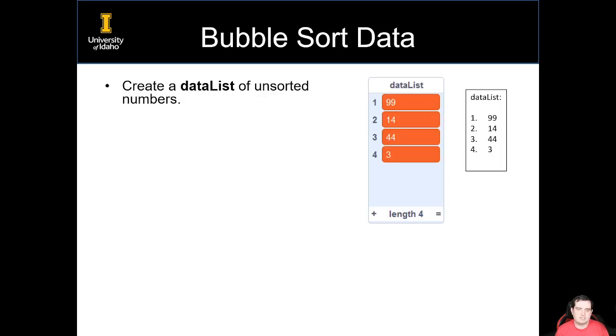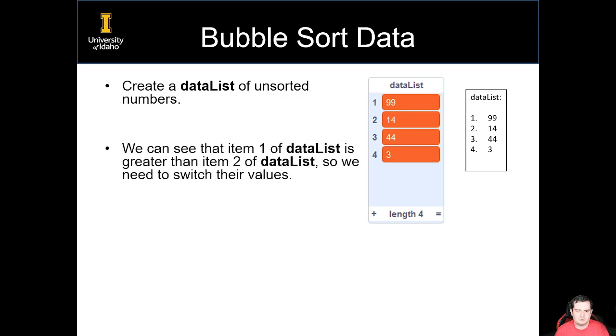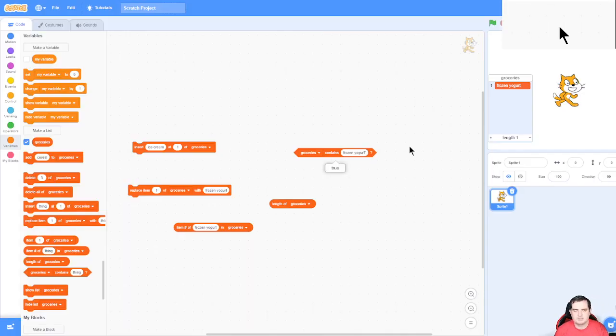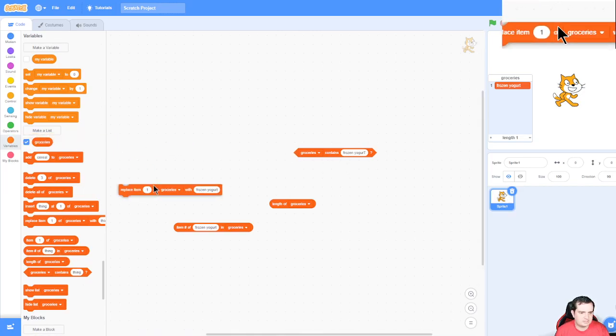So let's go ahead and create a data list of unsorted numbers. Let's use 99, 14, 44, and 3. And we can tell from this that some of these are going to need to be switched. All right, so let's go ahead and jump over and do that. So I'm going to delete all this stuff.